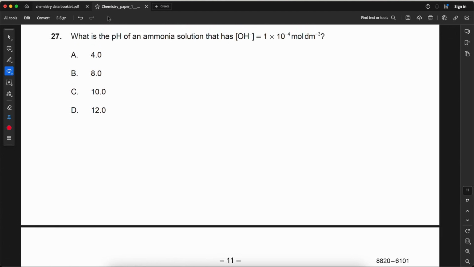What is the pH of ammonia solution that has OH- of 1 times 10 to the power negative 4? So if OH- is 1 times 10^-4, pOH will be 4, pH will be 14 minus 4, so 10.